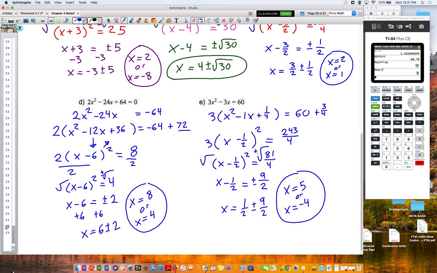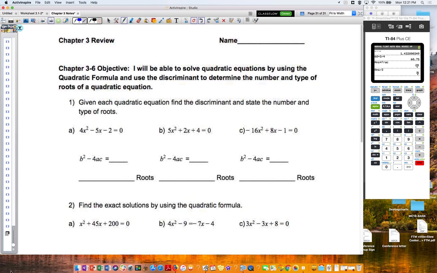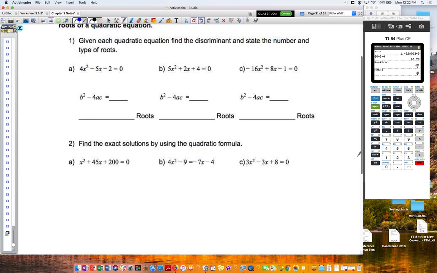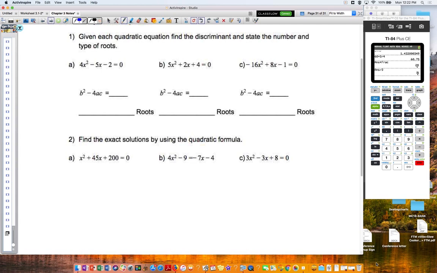All right, let's take a look at the very last page, objective 3.6, which deals with the quadratic formula. Can you identify the discriminant? Tell me how many solutions there are going to be, and then use the quadratic formula also to find your solutions. So part A is just doing the discriminant. The discriminant is the b squared minus 4ac part. So again, identifying A, B, C.